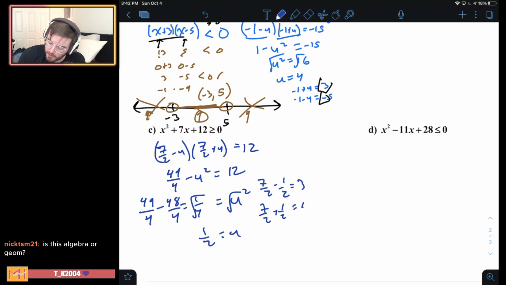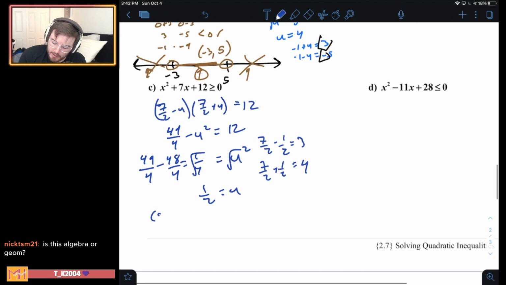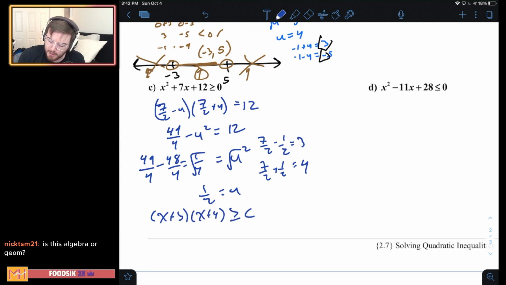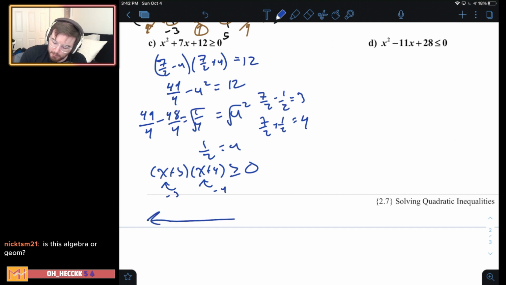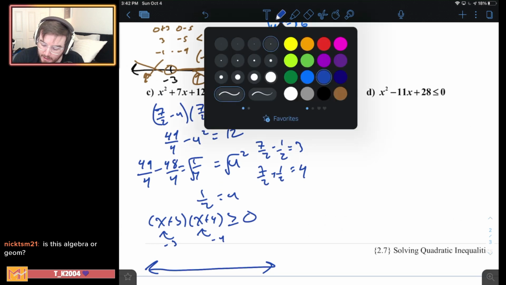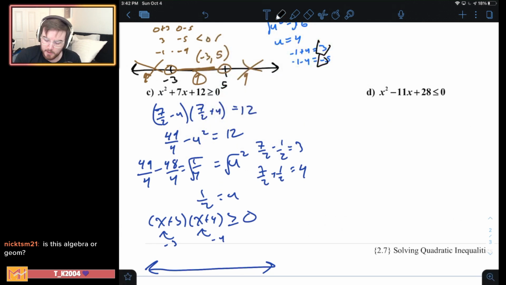And this one's 4. So x plus 3 times x plus 4 is greater than or equal to 0. So my answers that I get here are -3 and -4, and I'm plotting those, right? If this was an equal sign, I'm rushing through this because I've done it a million times, I would do my U method. I often encourage the U method, and I'd get these two solutions, -3 and -4.